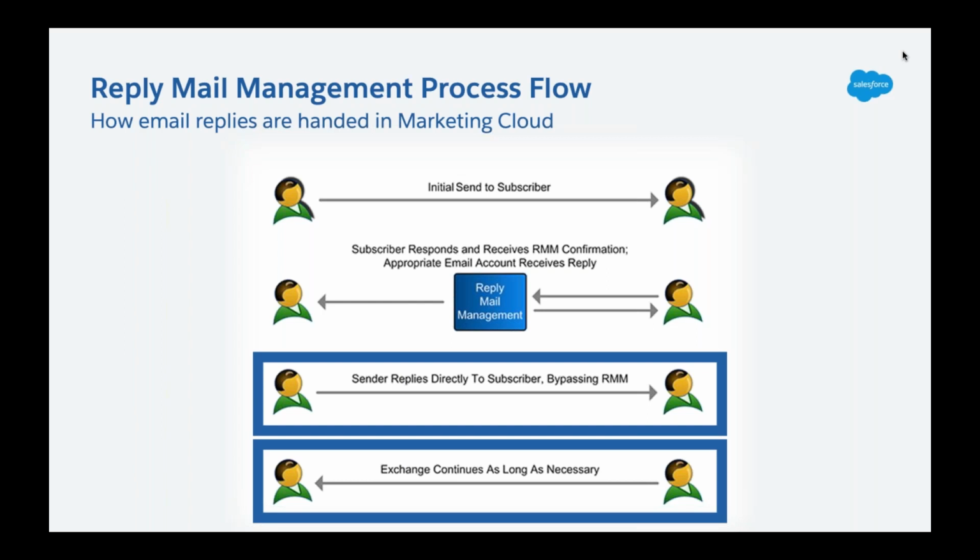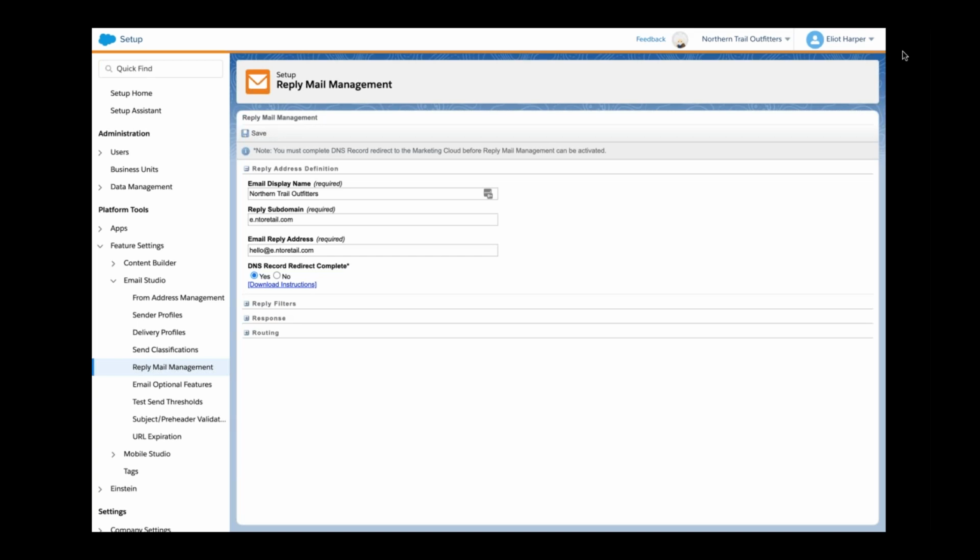Let's now take a look at how to configure reply mail management in Marketing Cloud. Now, there are 4 sections in the reply mail management page, which can be accessed from Email Studio or Marketing Cloud Setup. Let's take a closer look at these settings. Email display name is the first field we see here. This is the reply name that appears in the from field of the subscriber's email client when the subscriber replies to your email. The next field, reply subdomain, is the subdomain portion used to send emails from the platform. Now, in the majority of cases, this should match your SAP subdomain. The important thing here is that it needs to be a domain that's been delegated to Salesforce Marketing Cloud.